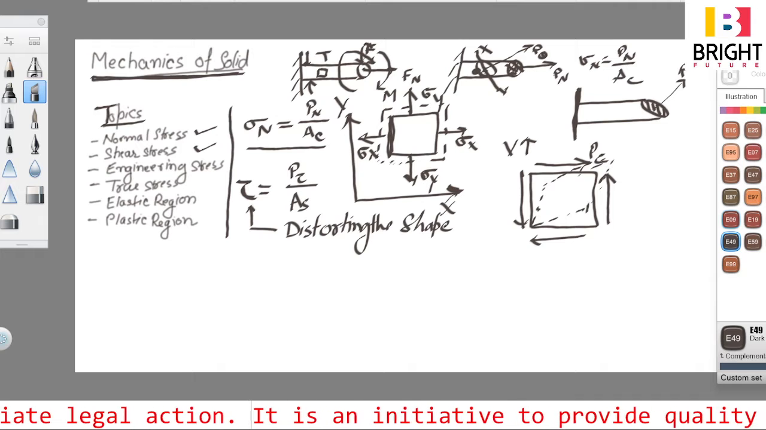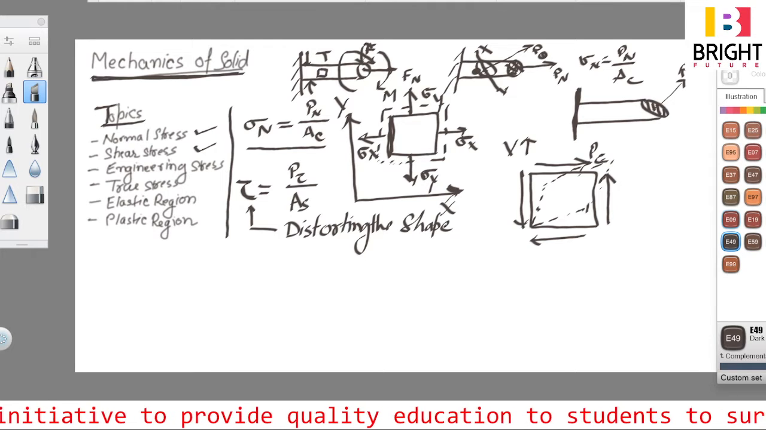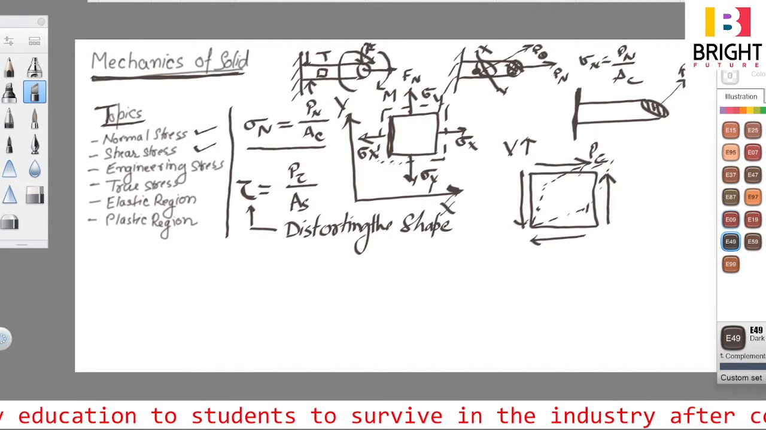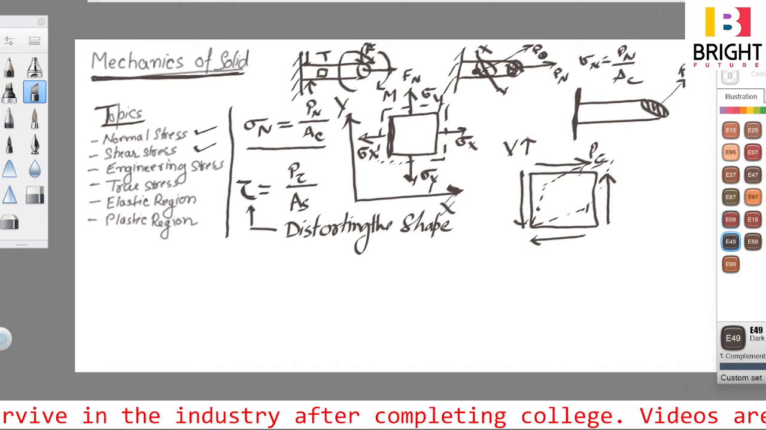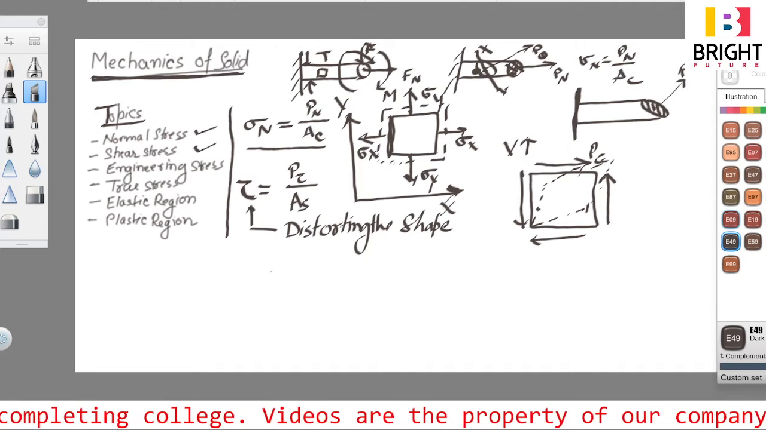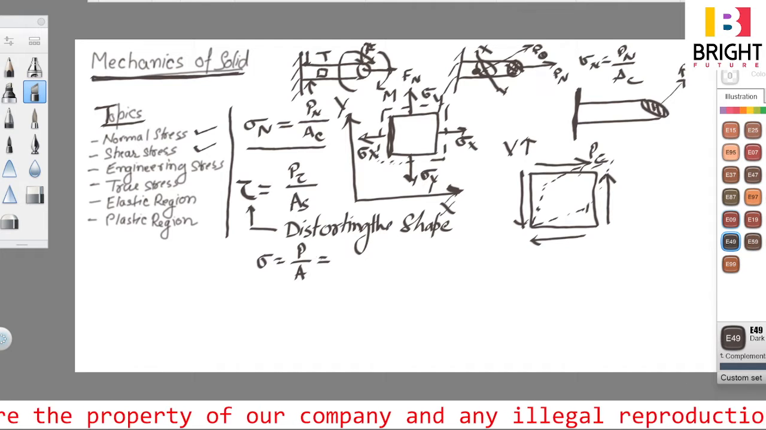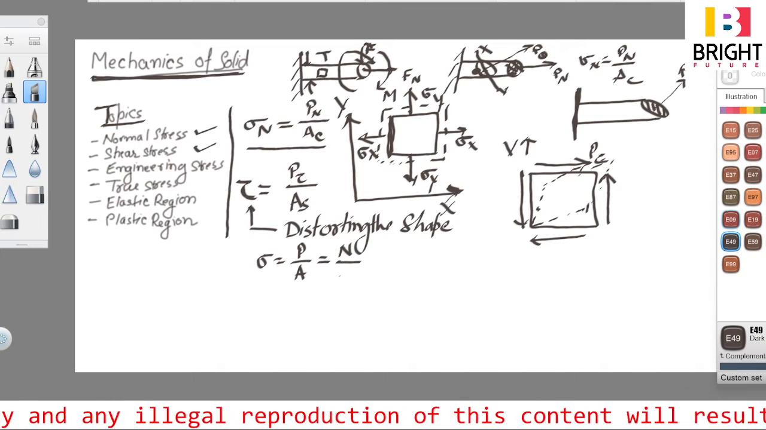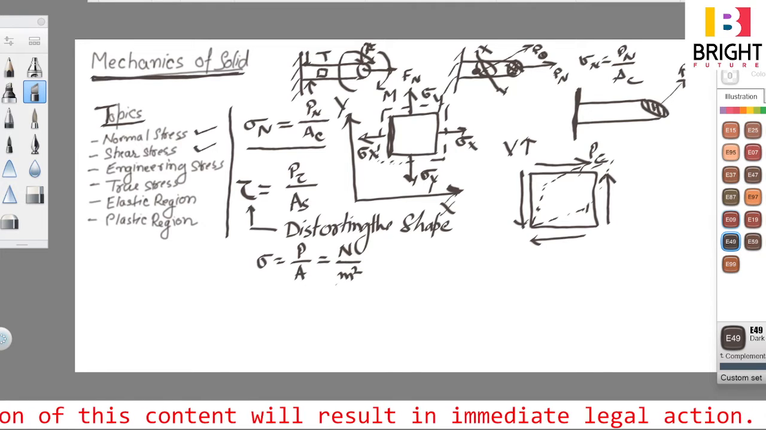Students sometimes ask, sir, whether we can see the stress with the help of a microscope. It is not possible. Stress is a concept to understand the behavior of material under the action of different kinds of force. Now there is another important question asked by students. Stress is equal to load by area of cross section. Load is represented in Newton, and area is represented in either meter square or millimeter square. So Newton per meter square is the unit of stress.